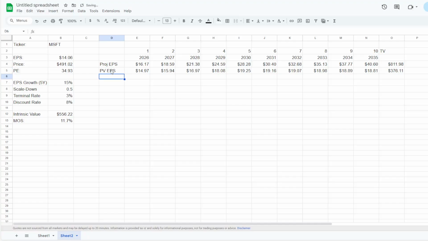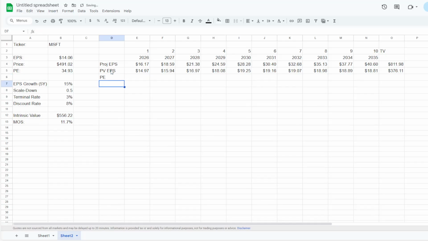Now, I'm going to call this row right here present value of the earnings per share, just so we remember. And since you've made it this far in the video, I'm going to give you one more little bonus on evaluating and valuing stocks. And that is, I'm going to project the earnings per share over time.